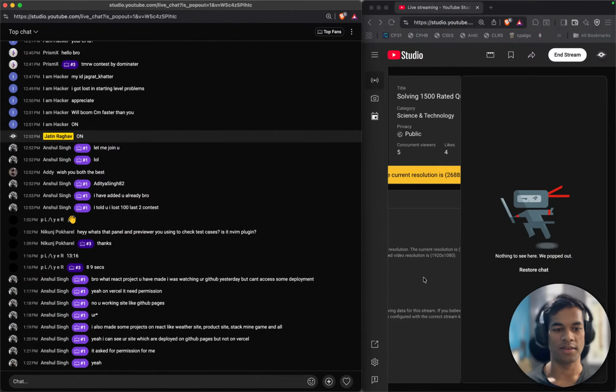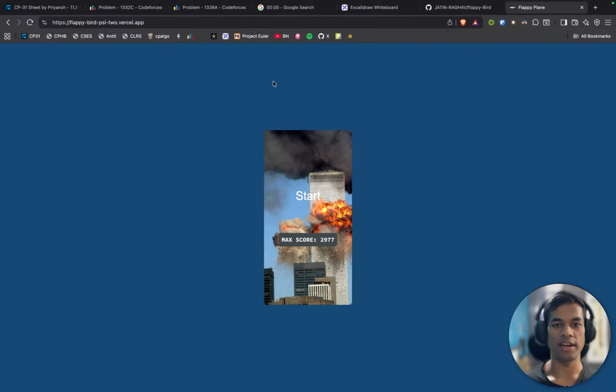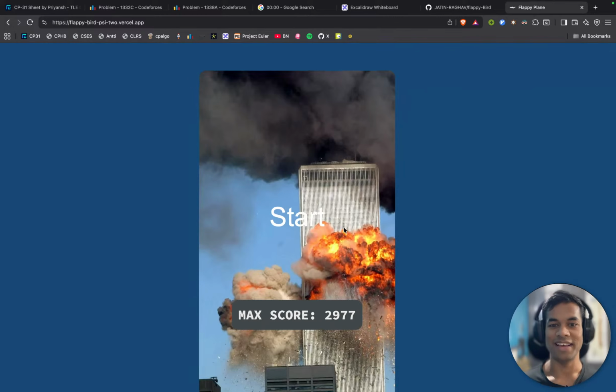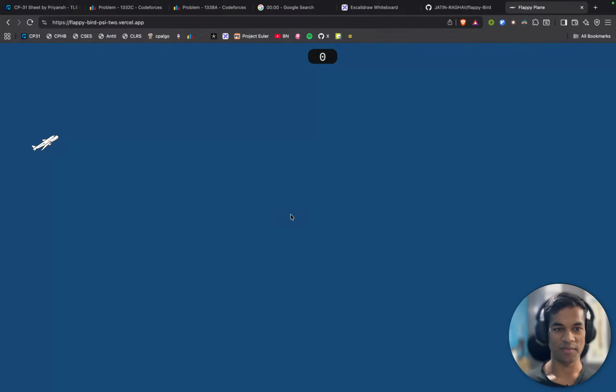Yeah. So there are supposed to be towers coming in from the right, and I think they are logically coming in from the right, but visually we are unable to see them. Somehow something is wrong, and this is a terrible website. Look at this. What the heck? This is a terrible website, and max score is 2977. Now it is stuck.